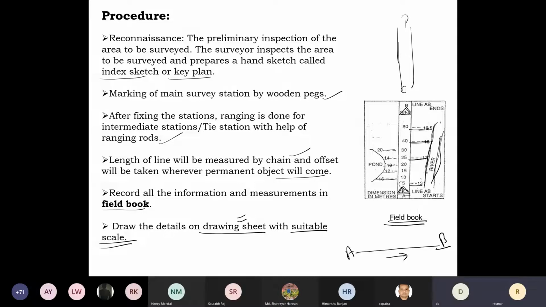Okay. So where do we put the? Excuse me, sir. Who is it? Sir, I'm Divya Shri. Yeah, please tell.